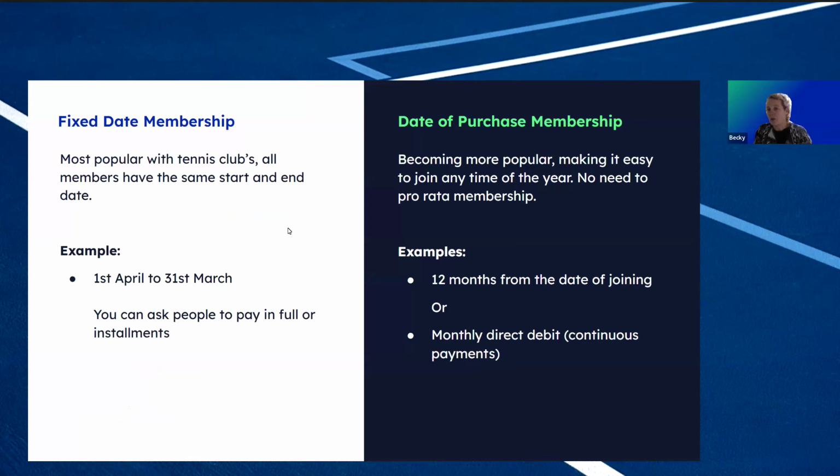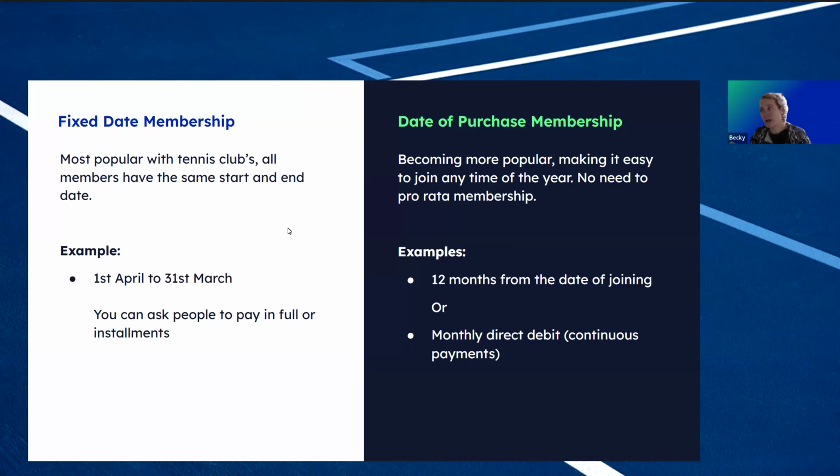We're going to cover both of these. There's multiple ways you can manage your memberships. So what we call one is a fixed date membership. Just to recap, a fixed date membership starts at one date. Everyone has the same start date and the same end date. This is really popular with the tennis clubs. For today's purposes, I'm going to use the 1st of April to the 31st of March example, but obviously you can use anything. This is probably the most common one we have. You can ask people to pay in full or in installments on the fixed date.